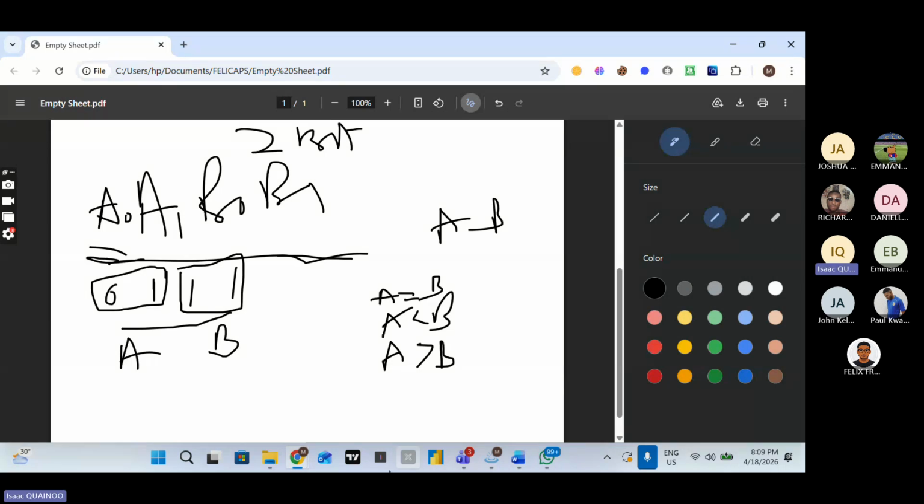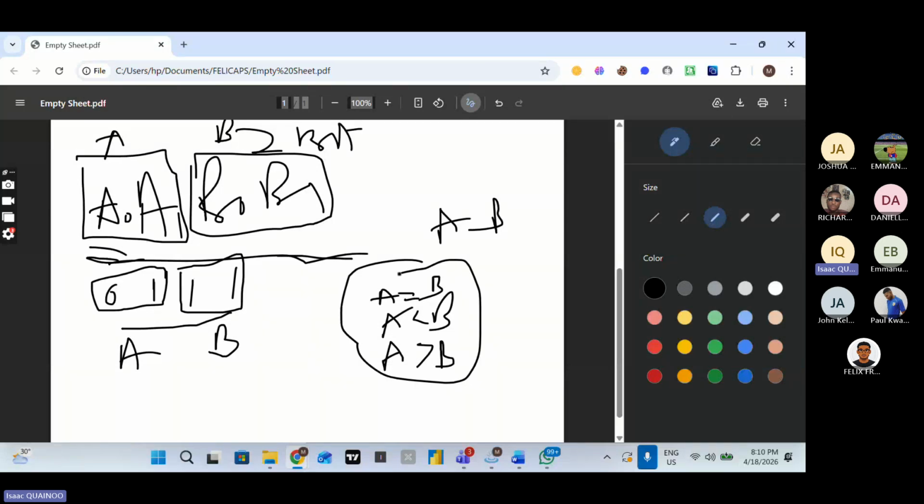I don't know if you are getting what I am referring to. We group A0, A1 and label it as A, and then B0, B1 and label it as B. That is how the comparator works. It groups the inputs given into 2 sets before it does its comparisons. The first group will be named A, the second group will be named B, and then it compares and returns the output A equals B, A less than B, and A greater than B.